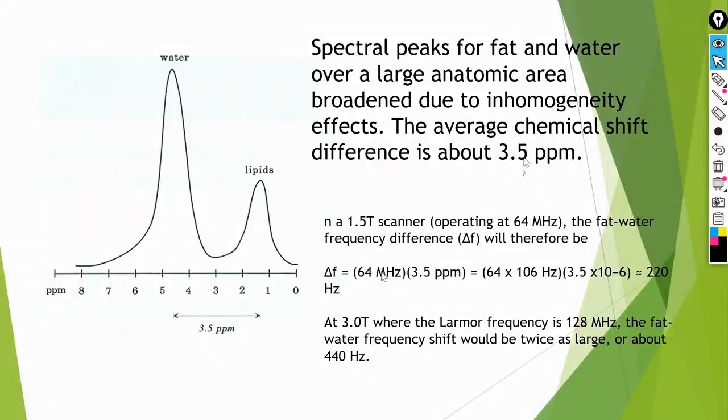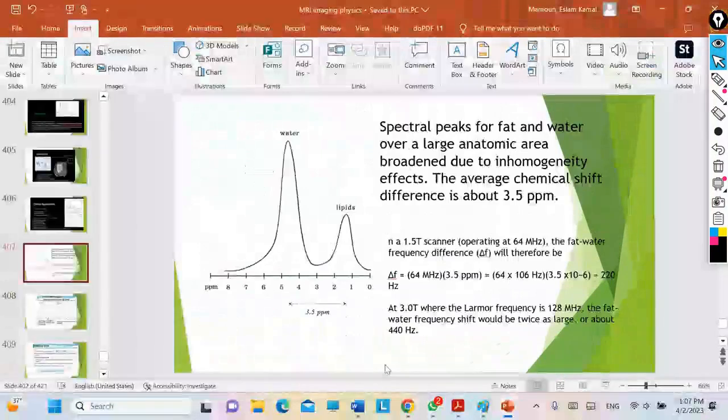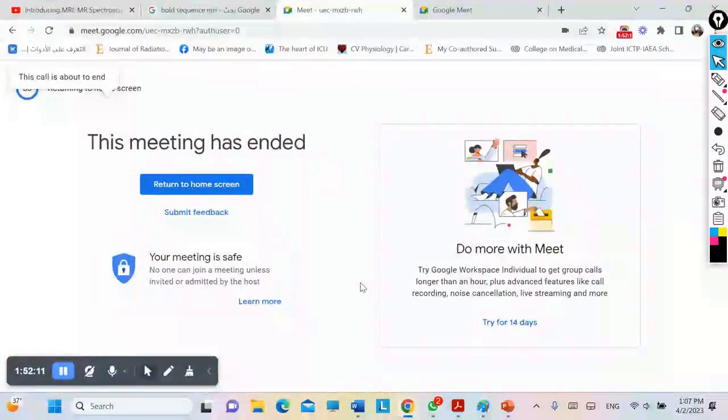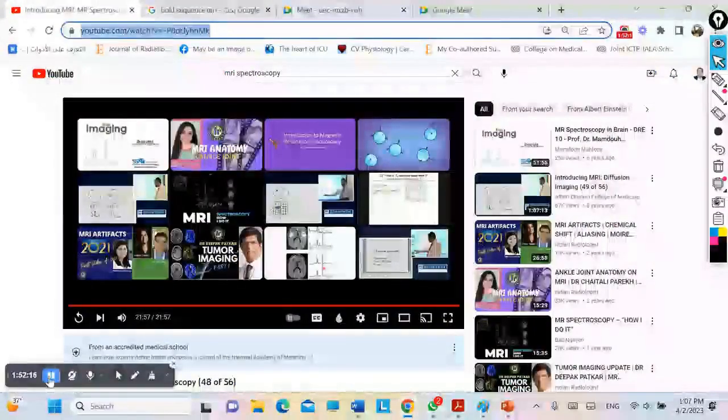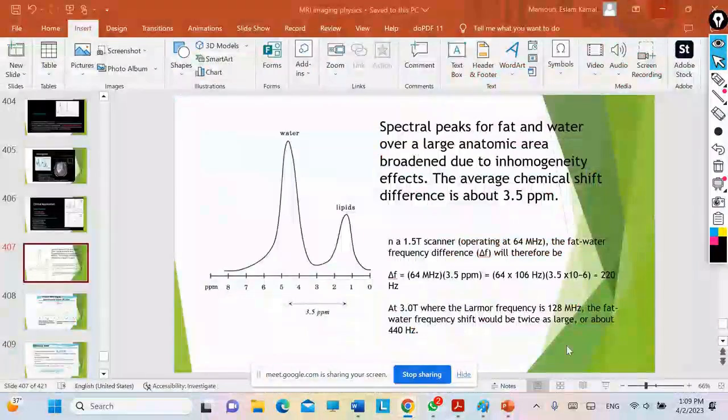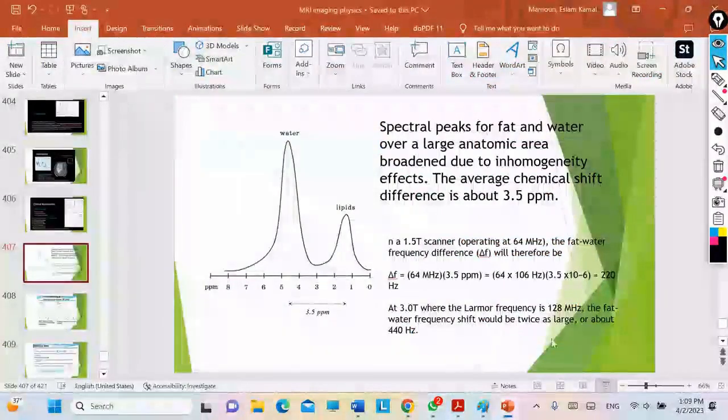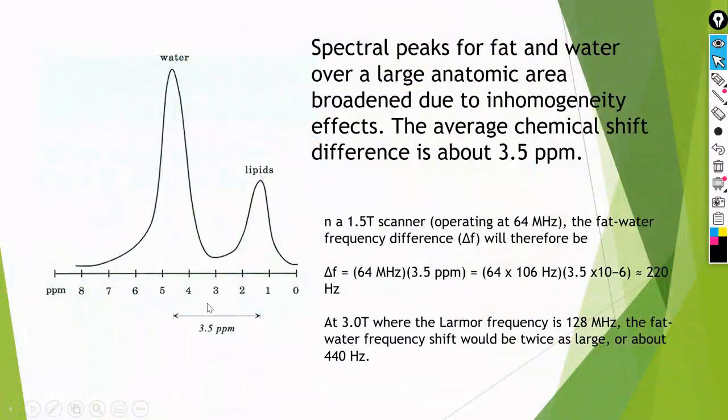What is 64 megahertz? It means I have a 1.5 Tesla device that makes the protons rotate at a speed of 64 million hertz. So when I multiply, I have the difference that I mentioned between fat and water, which is 3.5 parts per million. This is because the peak for fat is at 1.5 and the peak for water is approximately 5. So the difference between the two is 3.5.